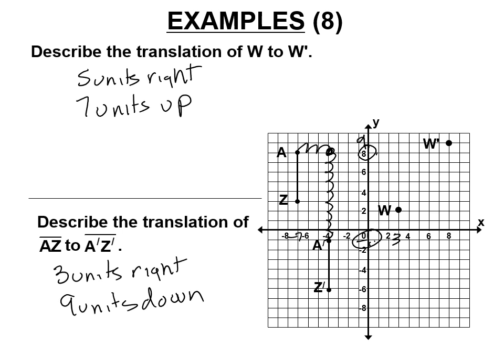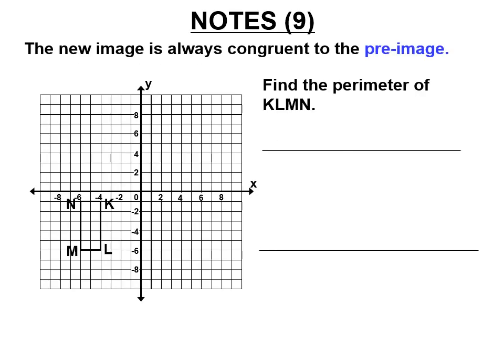And notice all the points. You don't have to do any other point. All the points in a translation of an object all move the exact same amount. It never is like this part of it moved 4 units right and the other part moved 7 units right. Then it would not be congruent. The two objects have to be congruent, the same exact size and shape. Oh, that's what I just said.